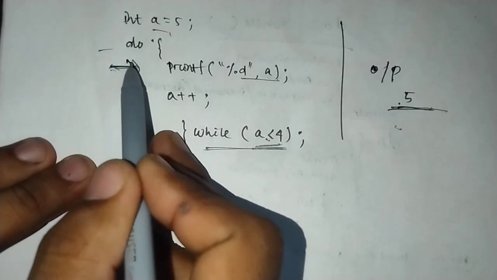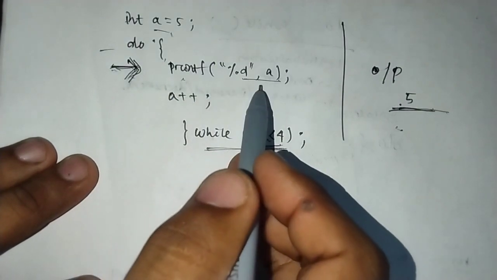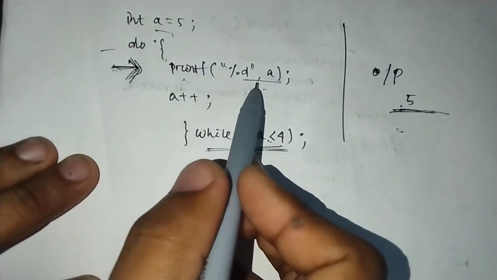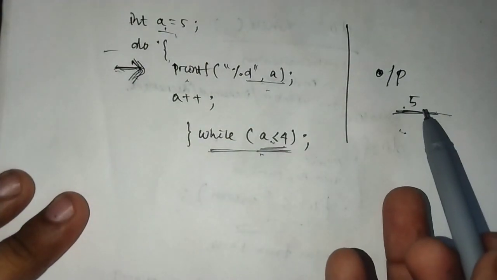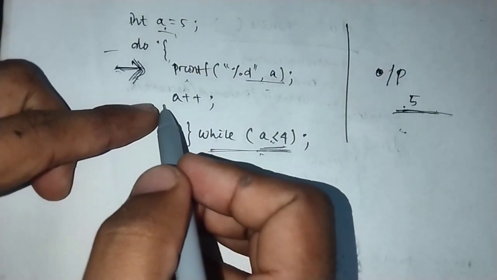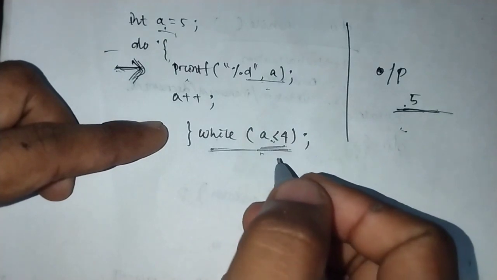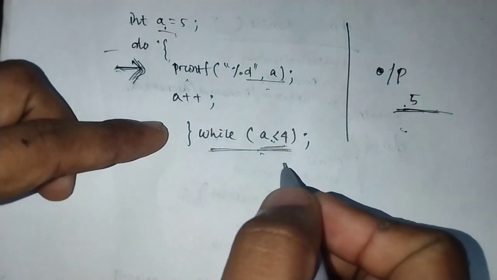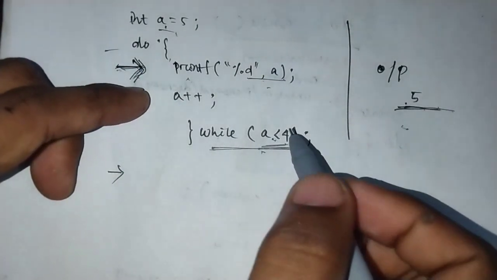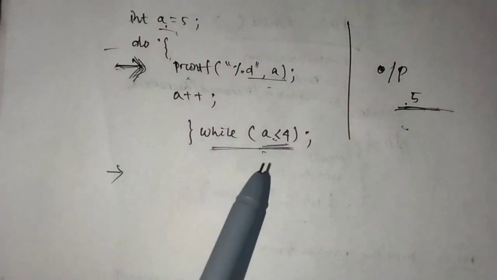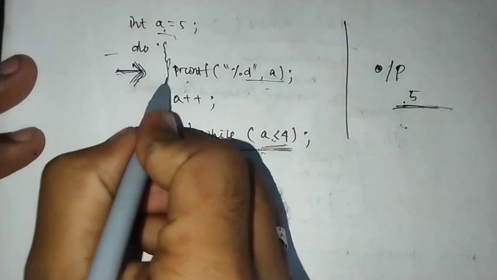This is because the compiler will enter the loop first before checking the condition, and it will read printf %d, comma a. So this will print the value of a. The value of a is 5, so it will print 5. After that there will be an incrementation, the value of a is updated to 6. Then it will check the condition. Is 6 less than 4? False. So it will not iterate further. So the output will be 5. This is the thing, that whether the condition is true or false, the do while loop will execute the code at least once.